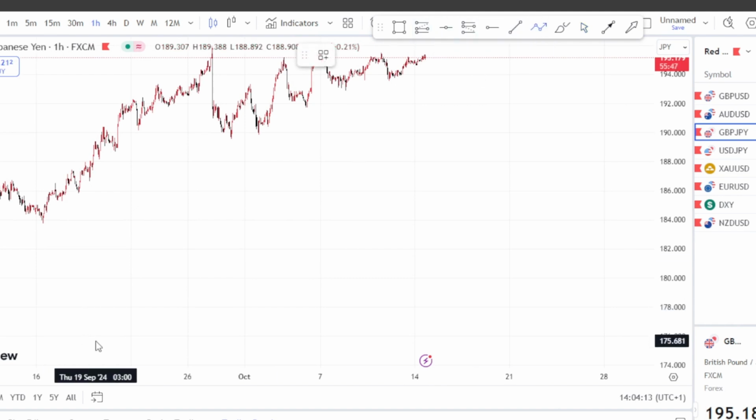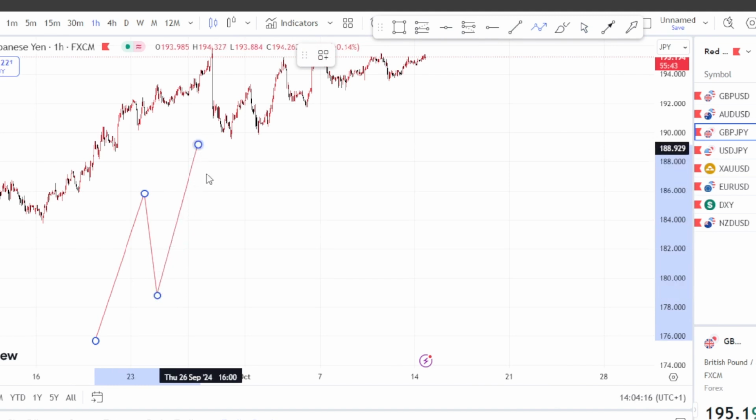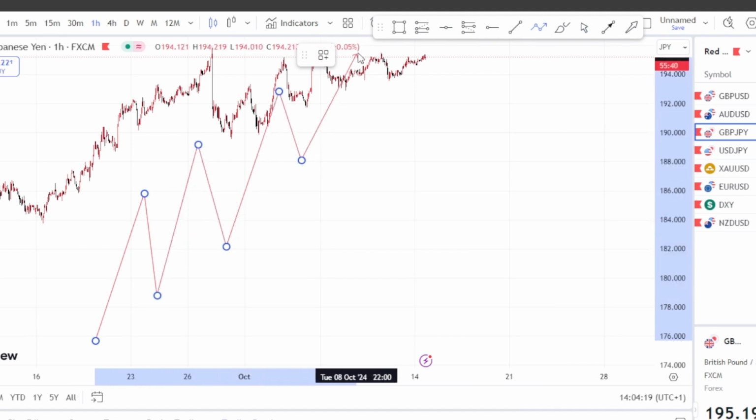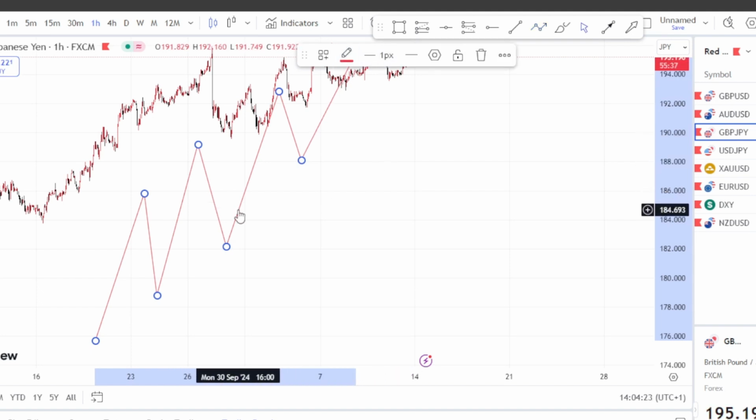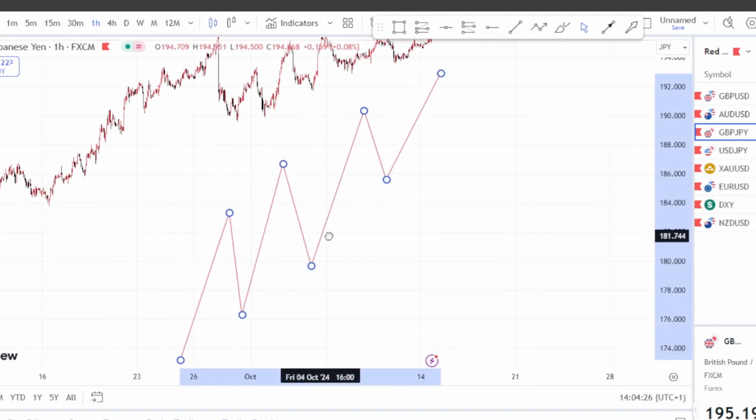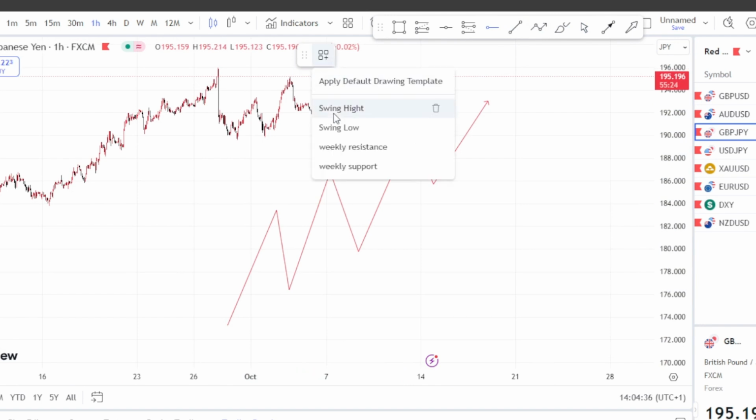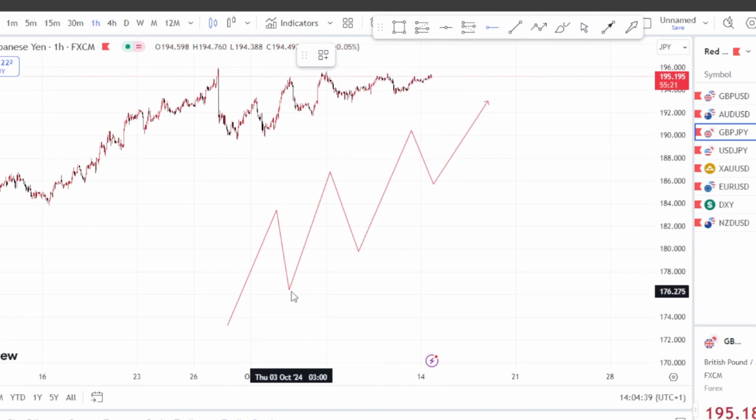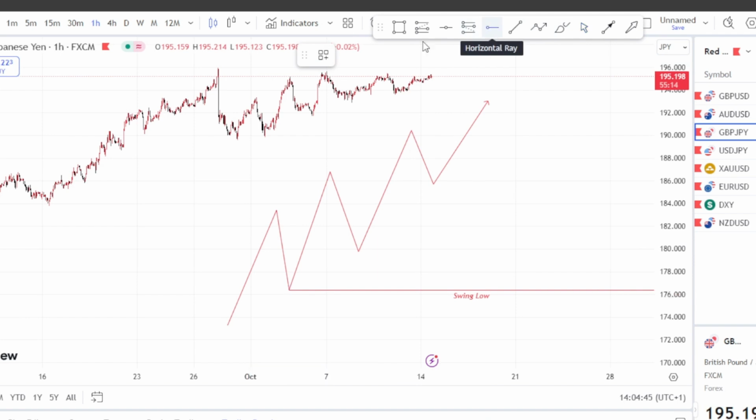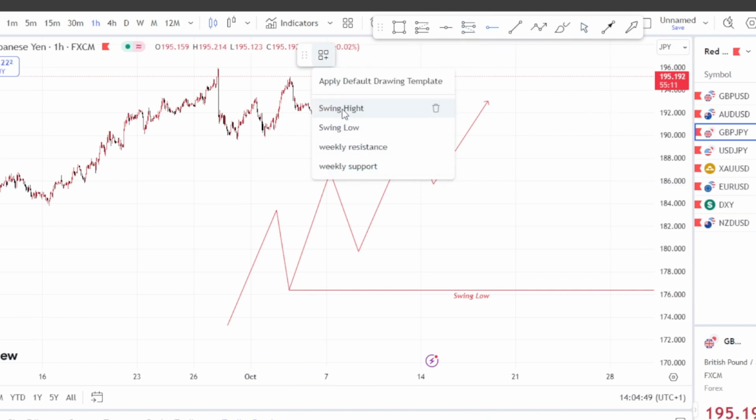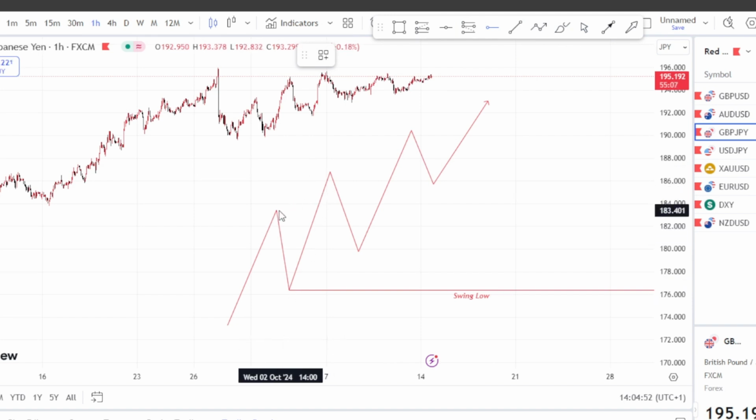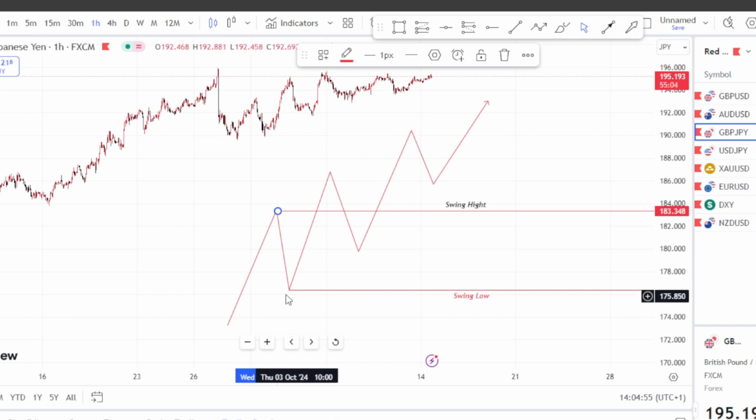If we're having an impulsive move, let's assume we are trading upward. This particular move will be our swing low, and then we will have another one, a swing high. At this point, this is the swing high we have. So this is our retracement zone, and this is the high of that particular swing.